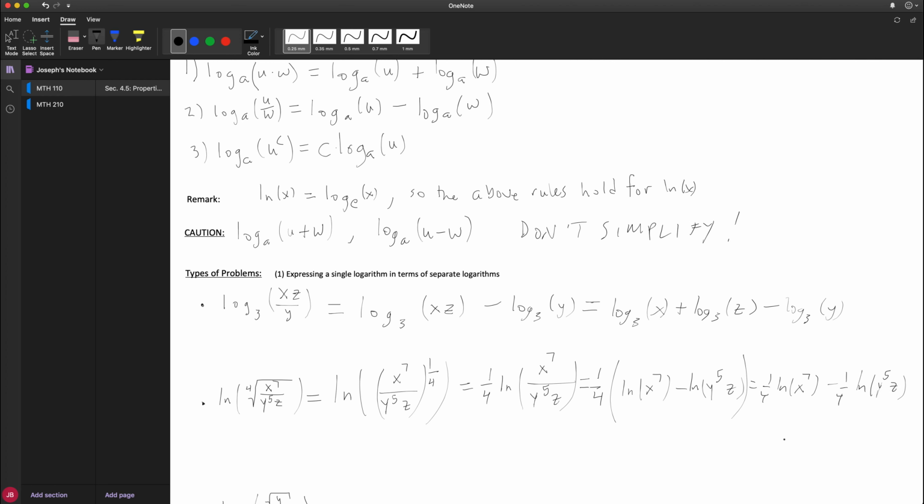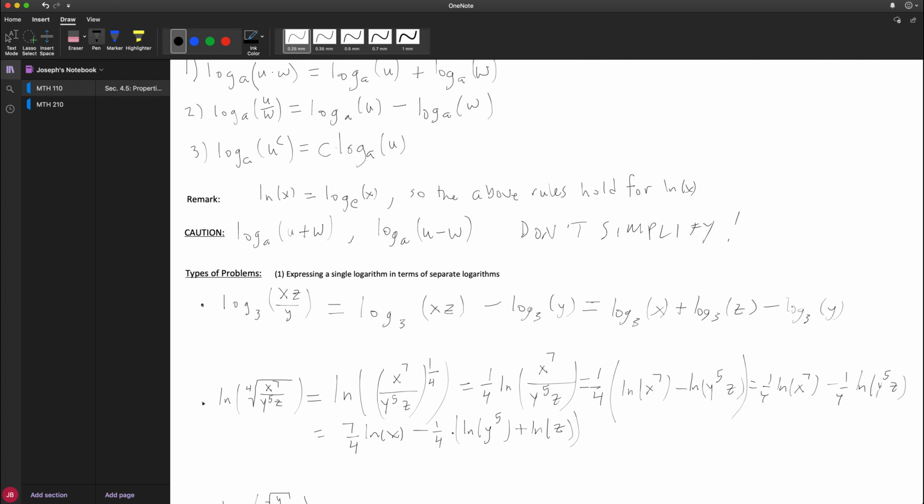And now let's work with each of these individually. So here, property 3 tells us that the 7 can come down and multiply to the 1/4. And so what we get is 7/4 ln x minus, and now we need to be careful here. The 5 doesn't automatically come down. You'll notice that it's being stuck next to this z here. So I think we get something like ln y to the 5. So first we're going to split this up. Plus ln of z.